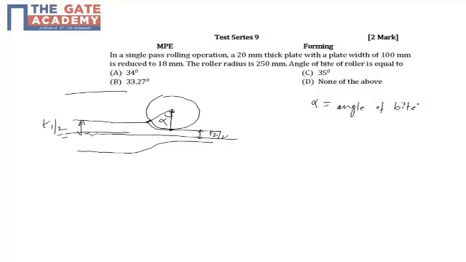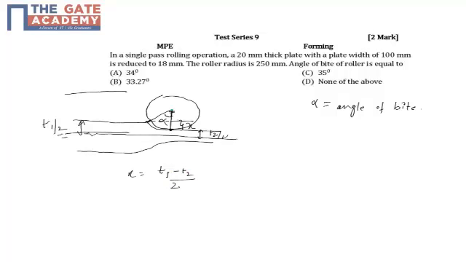Okay, so now how do we calculate this distance? Let's say this is x. So x is the difference of half of the thickness, right? It's T1 by 2 minus T2 by 2 is x.